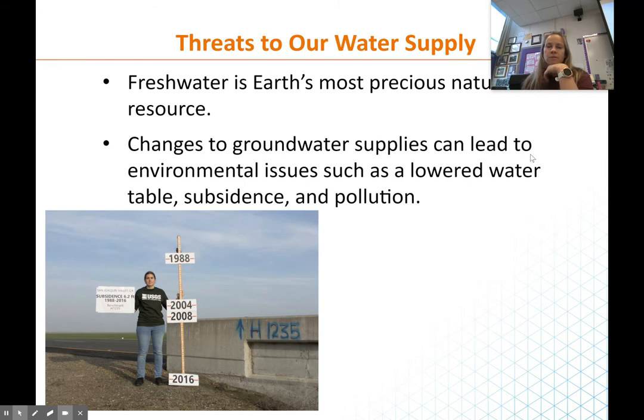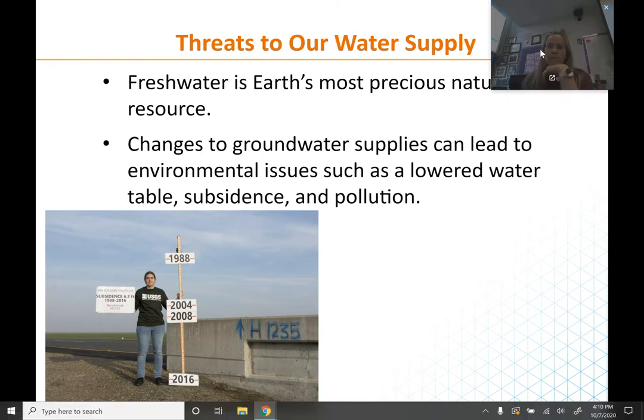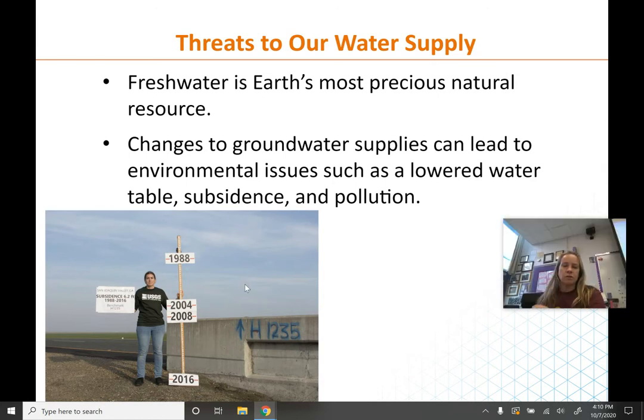So this is what I was talking about with being very careful with our water. This is showing the San Joaquin Valley, in the Bakersfield, Modesto area. This is the ground level in 1988. This is called subsidence. When the ground sinks, 2004, 2008, 2016, pretty significant. The ground has dropped 6.5, 7 feet in what is that, 40 years.